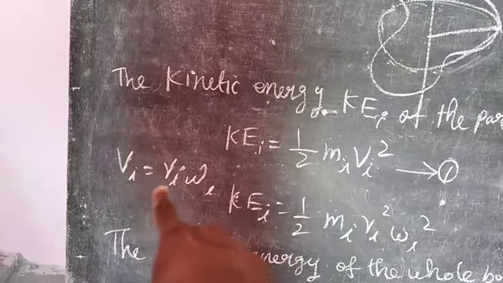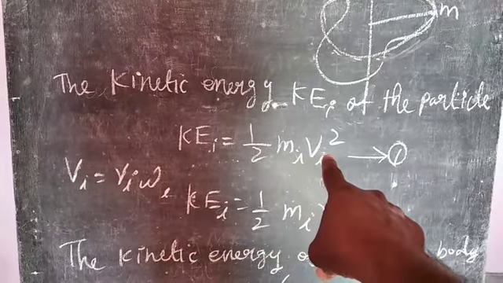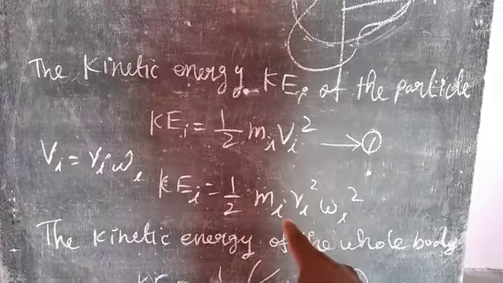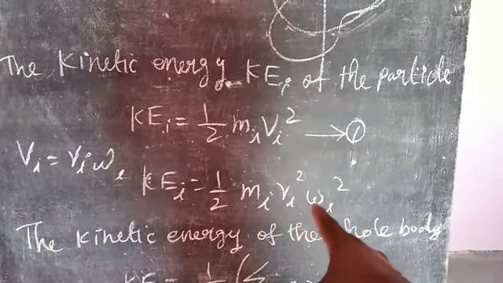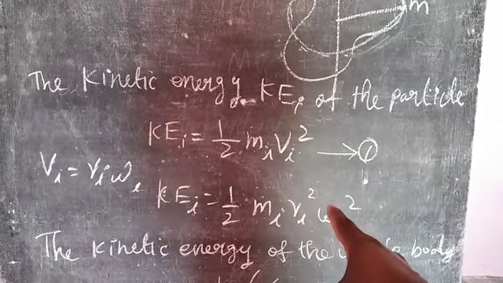So Vi is equal to Ri omega i. Substitute this Vi value in this equation. We obtain the kinetic energy of the ith particle is equal to half Mi Vi square, equal to half Mi Ri square omega i square. So this is the kinetic energy of the ith particle.